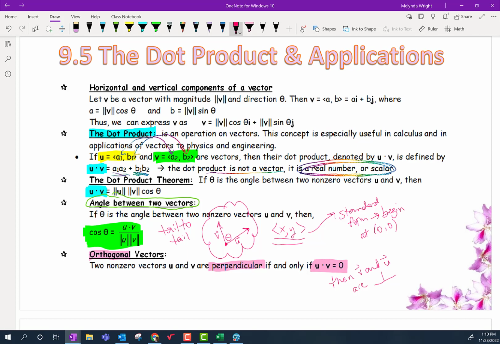Now that's talking about the dot product. What I would like to do is go back up to the very first bullet and talk about the horizontal and vertical components of a vector. We've already done that in previous lessons, I just want to highlight it a little bit more. Let's look at this form right here. This form is called component form.